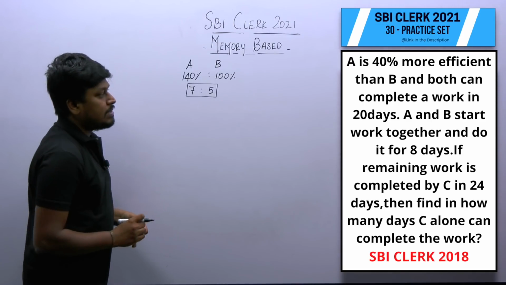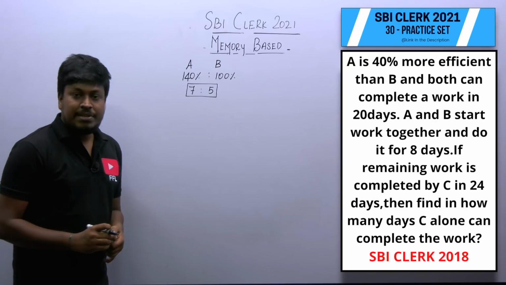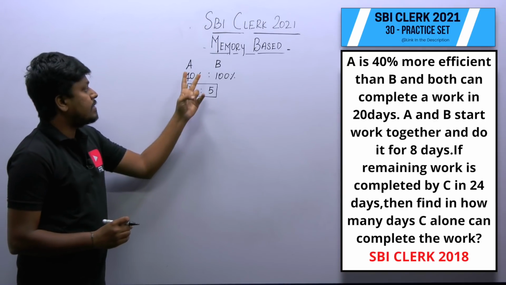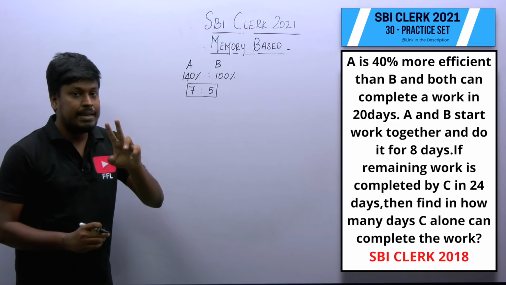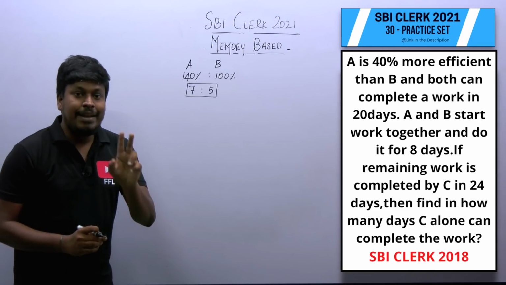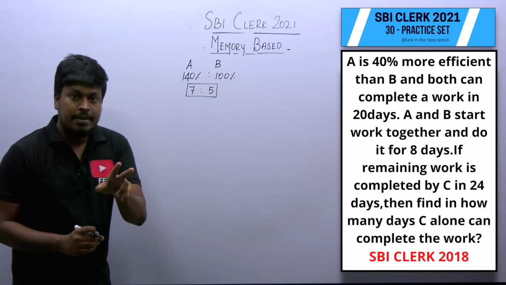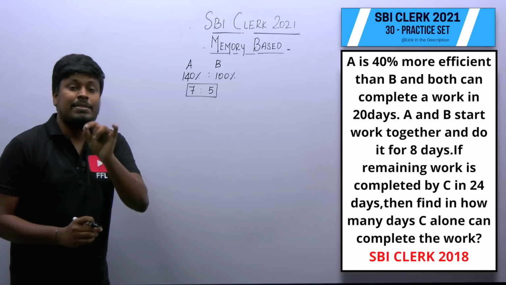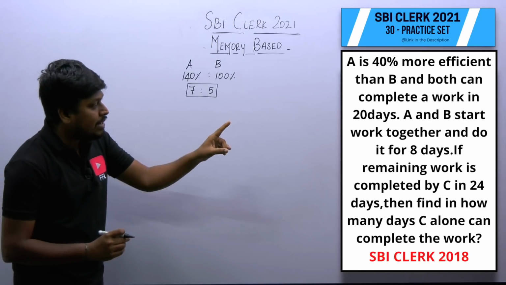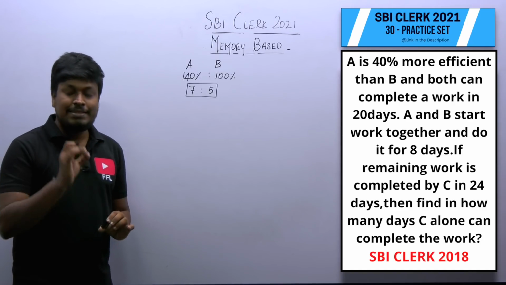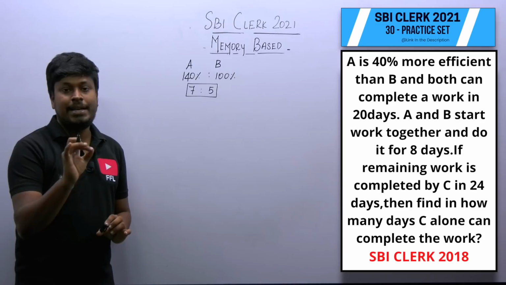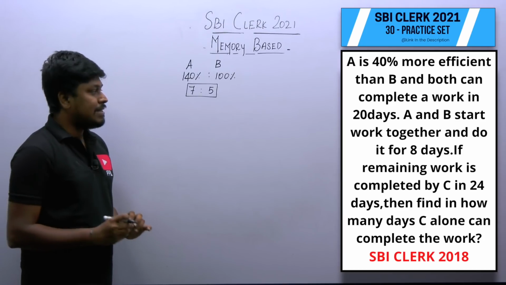The next step, what they are saying is they can complete a piece of work in how many days? 20 days. So A and B together can complete a piece of work in 20 days. But initially they worked only for 8 days. And the remaining work was completed by C in how many days? 24 days. Got it? So our target is to find how many days C alone will take to complete the work. So friends, listen here.